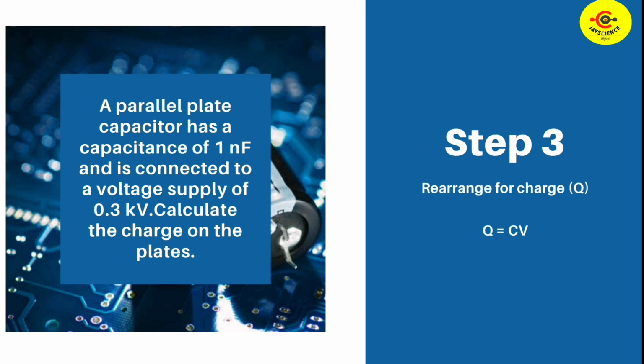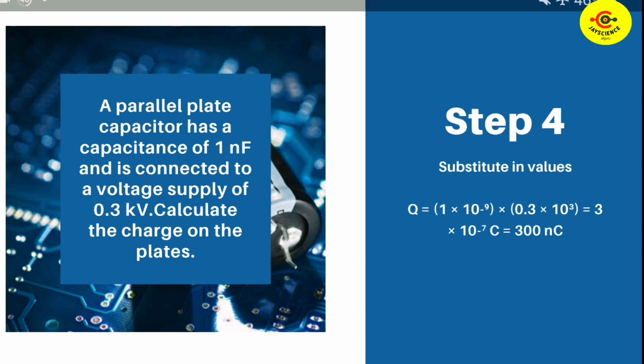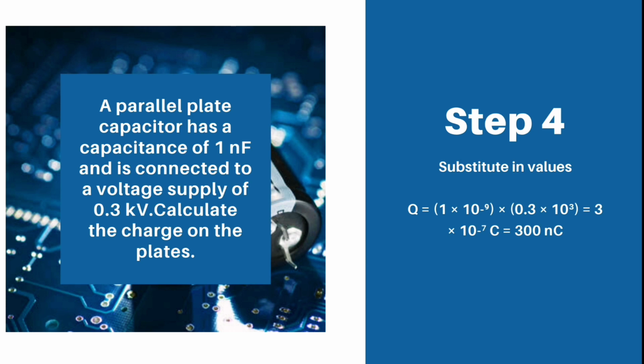So we plug in our values. After rearranging, we plug in our values. We go 1 times 10 raised to the power of minus 9 times 0.3 times 10 raised to the power of 3, and that gives you 3 times 10 raised to the power of minus 7 coulombs as your charge. Charge is measured in coulombs, and then you can tone that down to about 300 nanocoulombs.